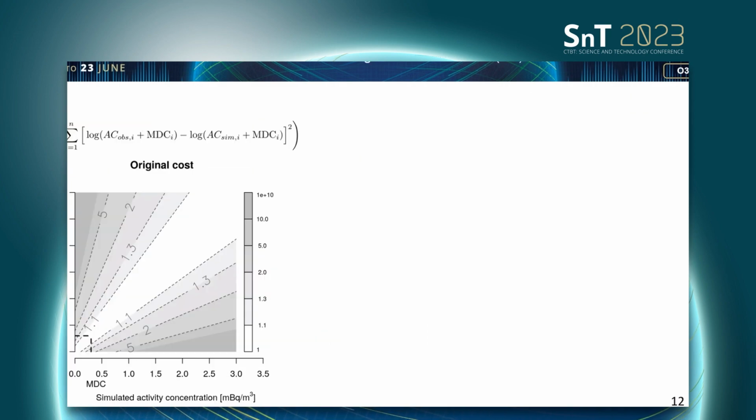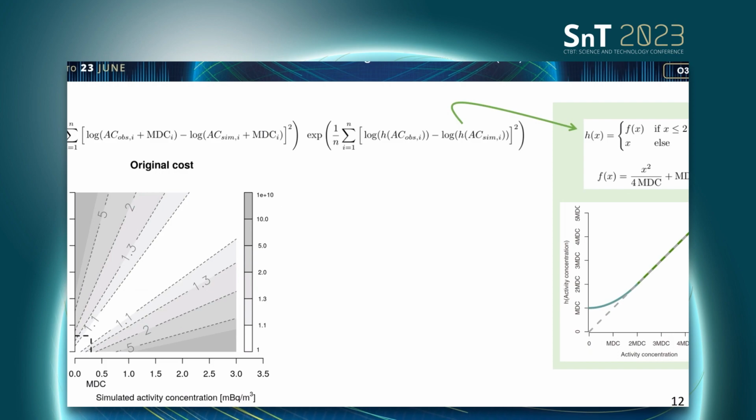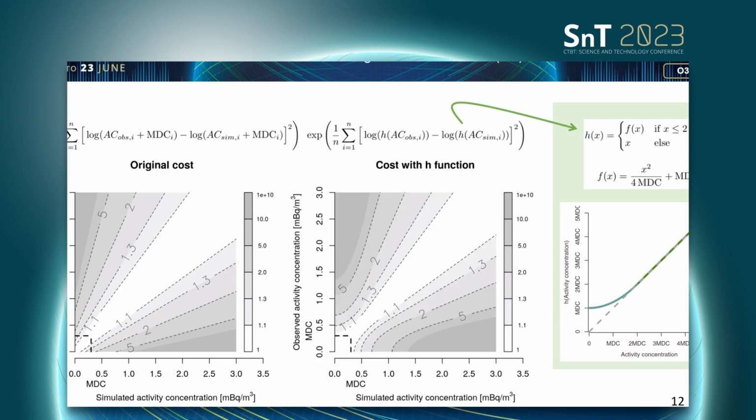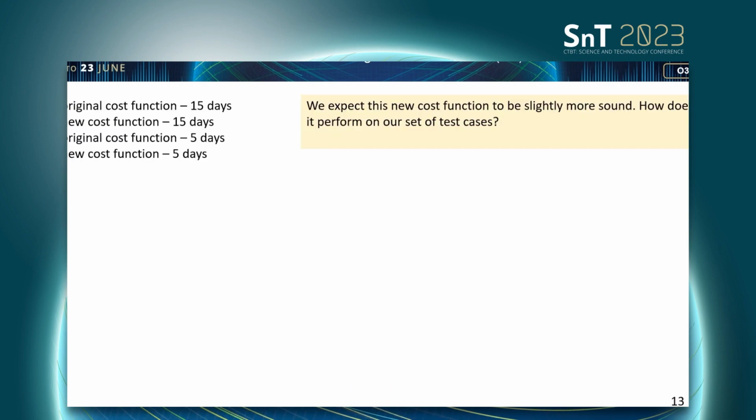And then the last result that I'd like to show is testing a new cost function. So we've defined another cost function that we think is slightly more sound compared to the original one. And I'll not go into details, but we think this is slightly more sound. And now the question is, does it also perform slightly better on our test cases?